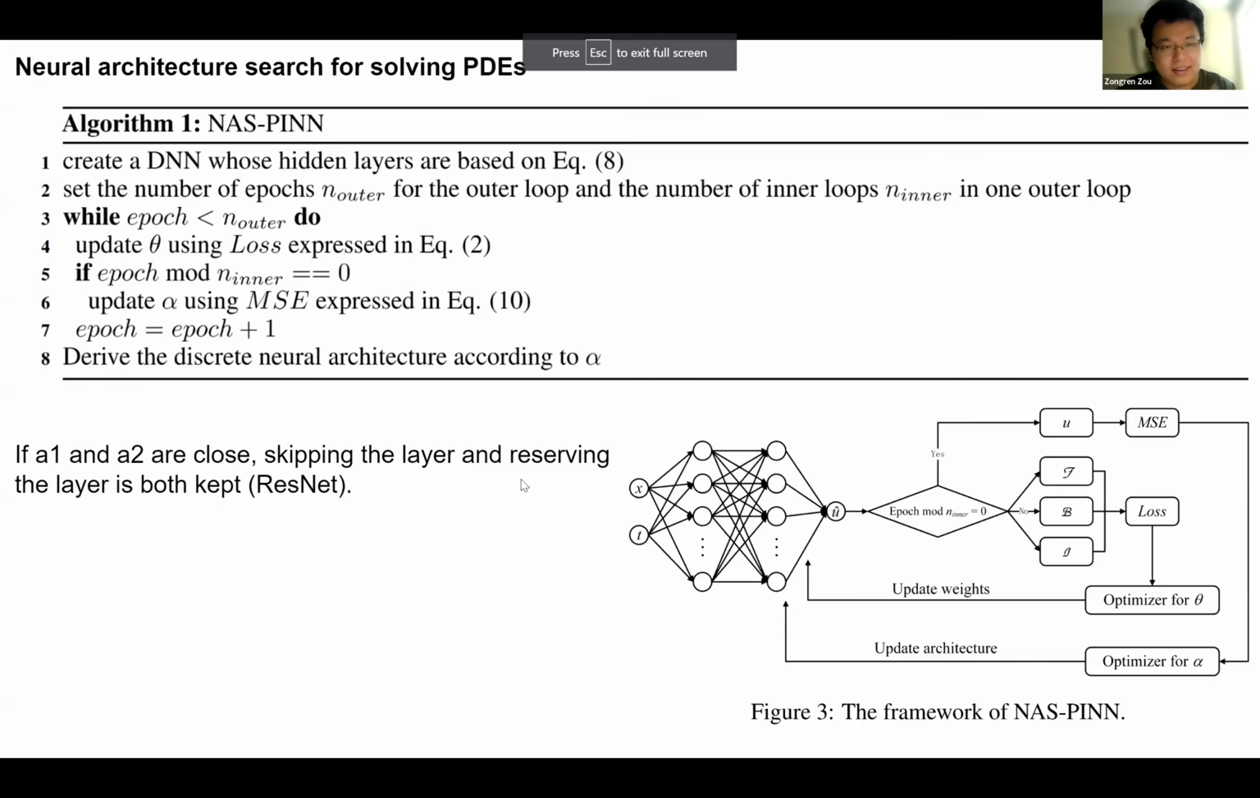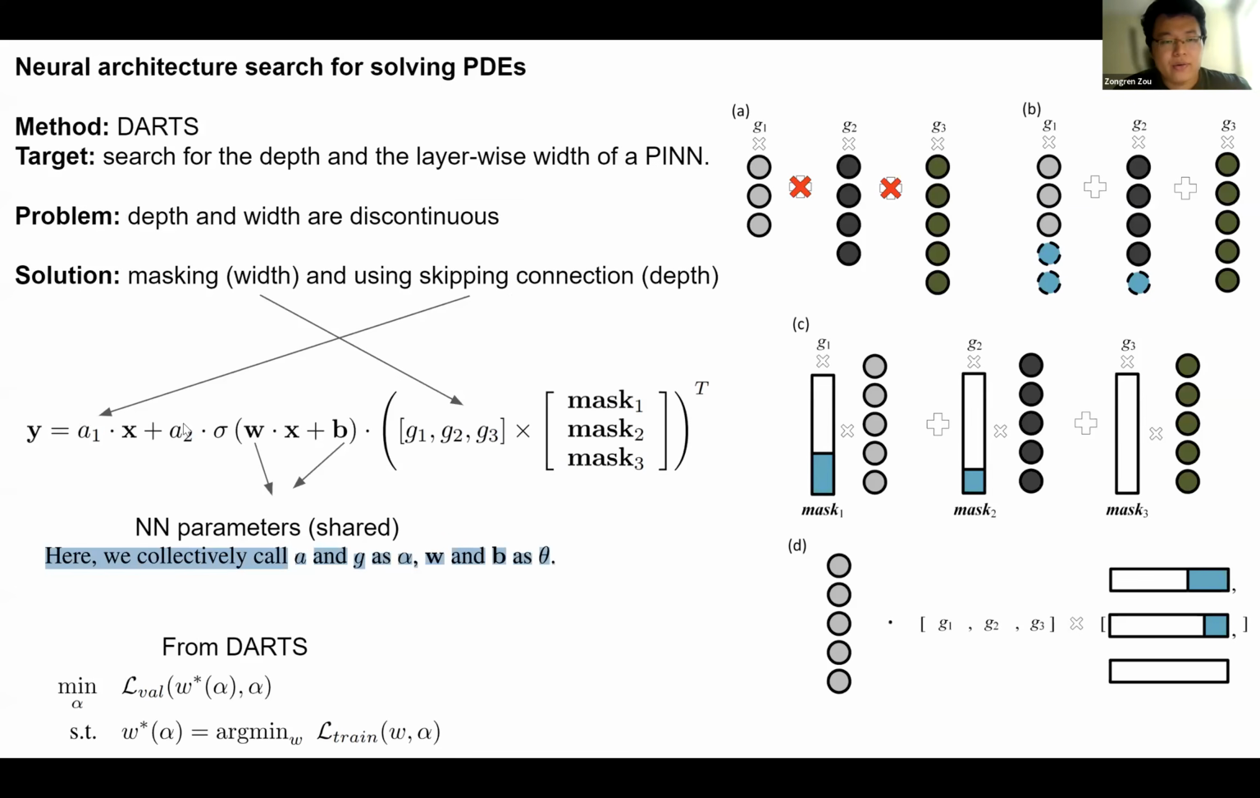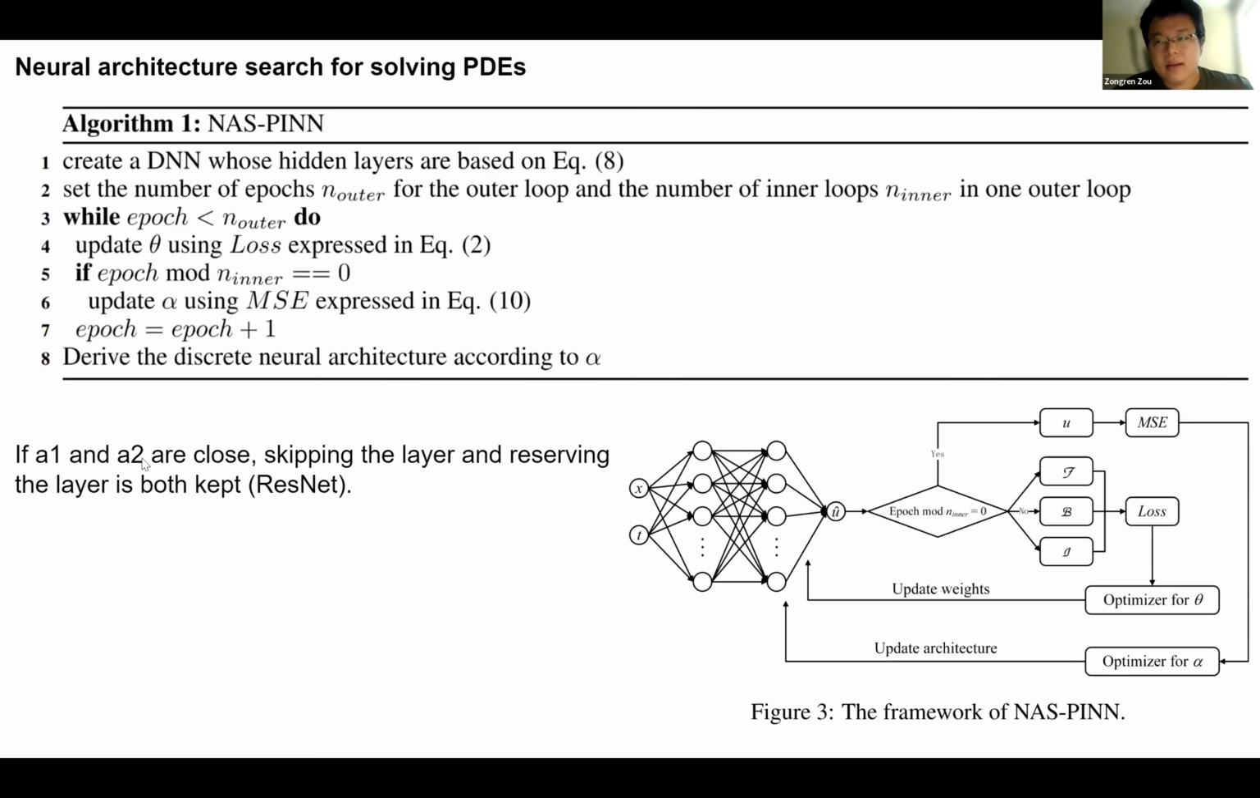All right, so the algorithm of NAS-PINN is similar to DARTS. The network parameters are updated for n inner steps, and then the architecture parameters are updated once. In the paper, the authors mention that if A1 and A2 are close, skipping the layer and reserving the layer are both kept. It's like resonance. Remember that A1 is here, A2 is here. So if they're close, then both of them are kept, and if they are not close, just one is kept.